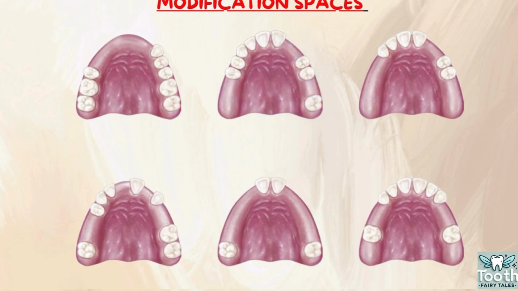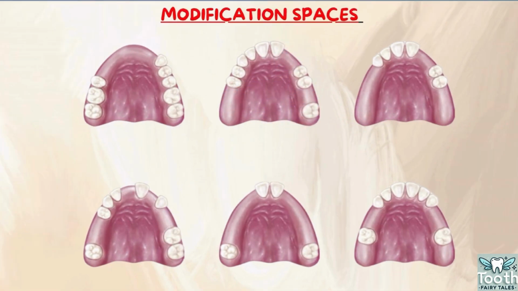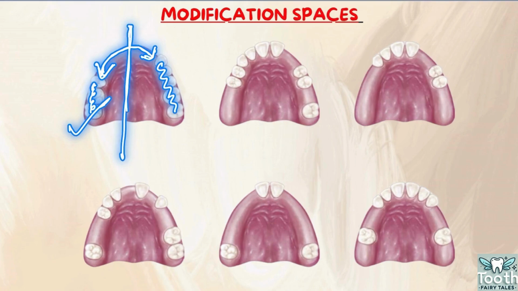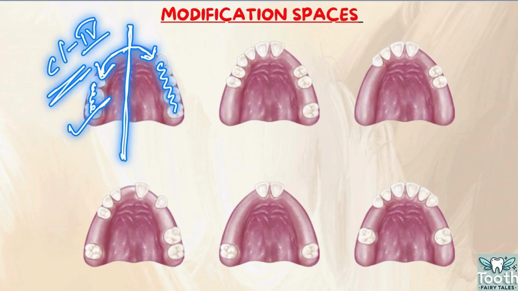So this is about modification space. When we look at this diagram, this is an anterior edentulous area and all the remaining natural teeth are posterior to the area. This single edentulous area is crossing the midline, and hence it becomes Class 4 division of Kennedy.